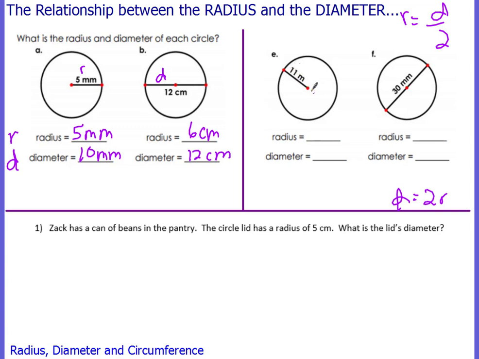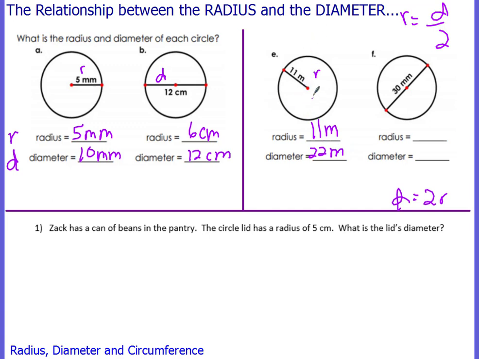Here, we're given the radius, because it's the shorter line. It goes from the center to a point on the circle. So the radius is going to be 11 meters. To find the diameter, we multiply the radius by 2 and we get 22 meters.